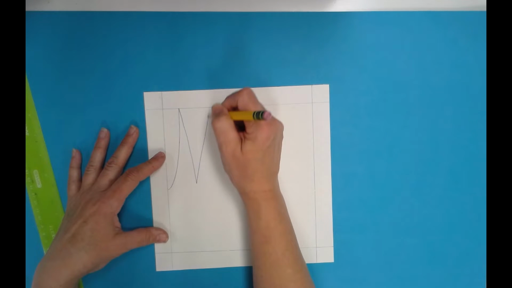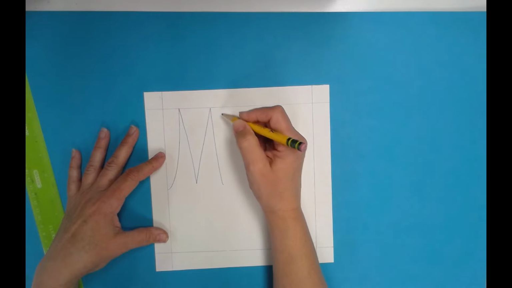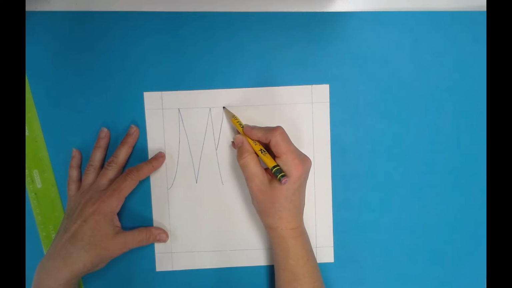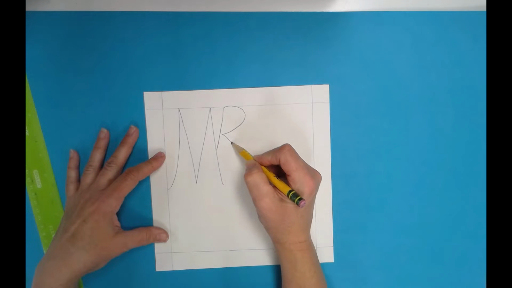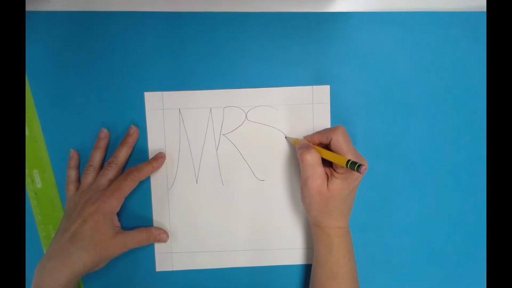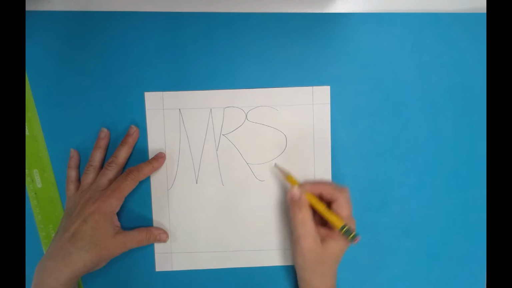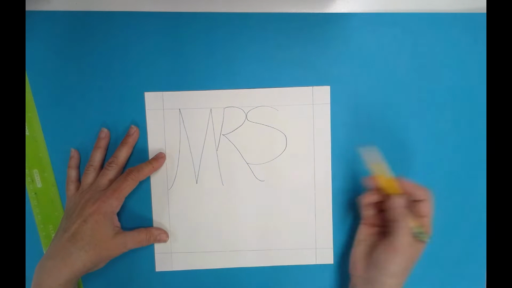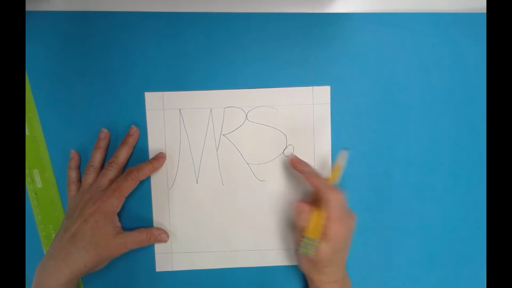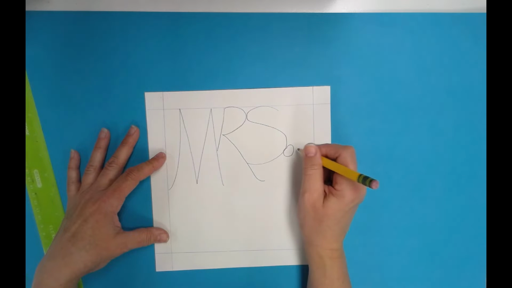I'm just going to do an M, and then my R. I'm going to do it where it kind of touches over here, and then make this part come down. And my S. Now I could stop my S right there, or I could curl it around in here if I want to. I think we're just going to do that. Then this is going to be the dot, because this is an abbreviation for Mrs. So Mrs. always has a period after it.